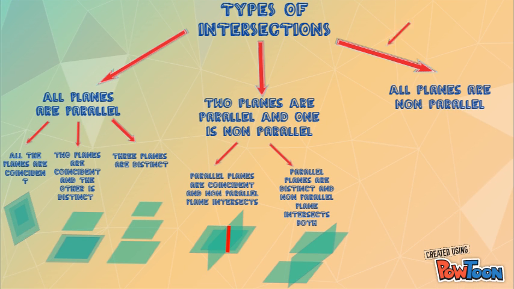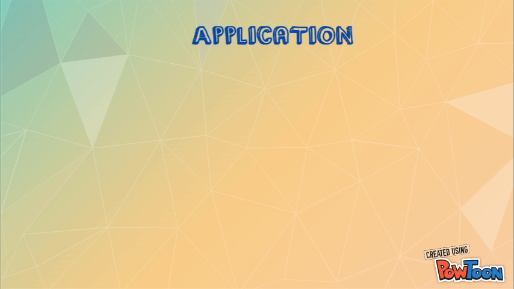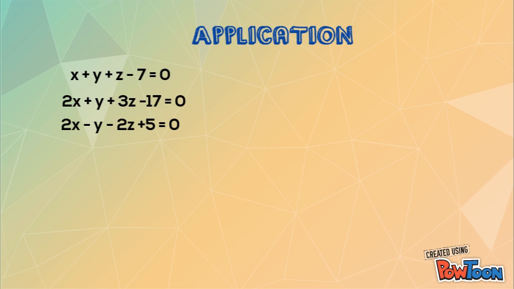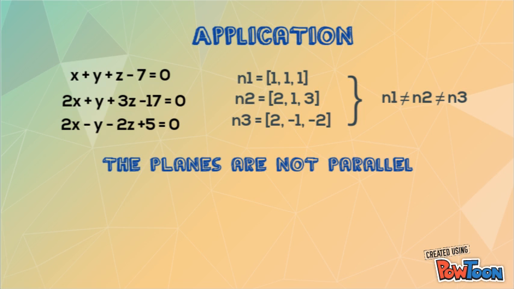Now we know that there are three possible cases for when all three planes are not parallel. They can intersect at a point, intersect pairwise, and intersect at a single line. Now let's see how we solve this system. As you can see, there are three scalar equations. First, we compare the normals. After comparing them, we find out they are not parallel. Then we perform the volume test.